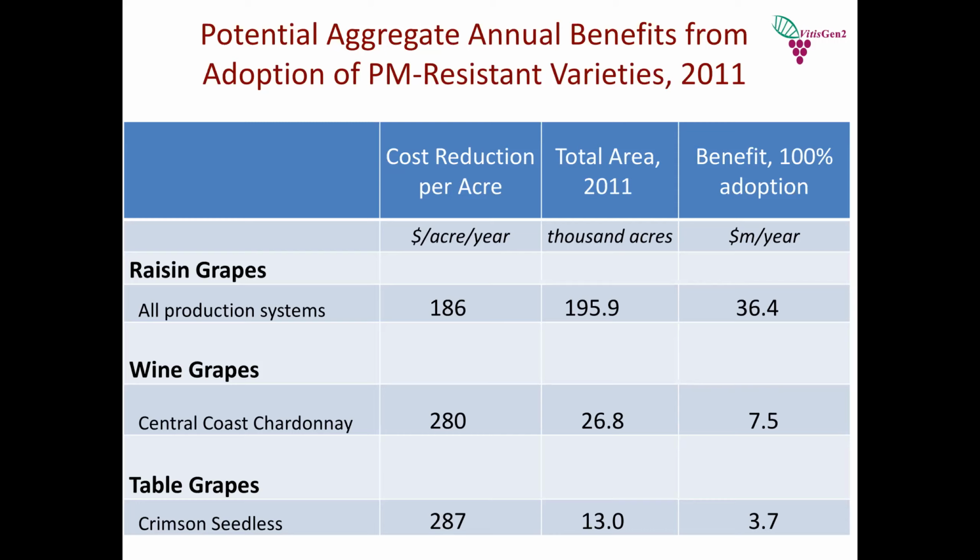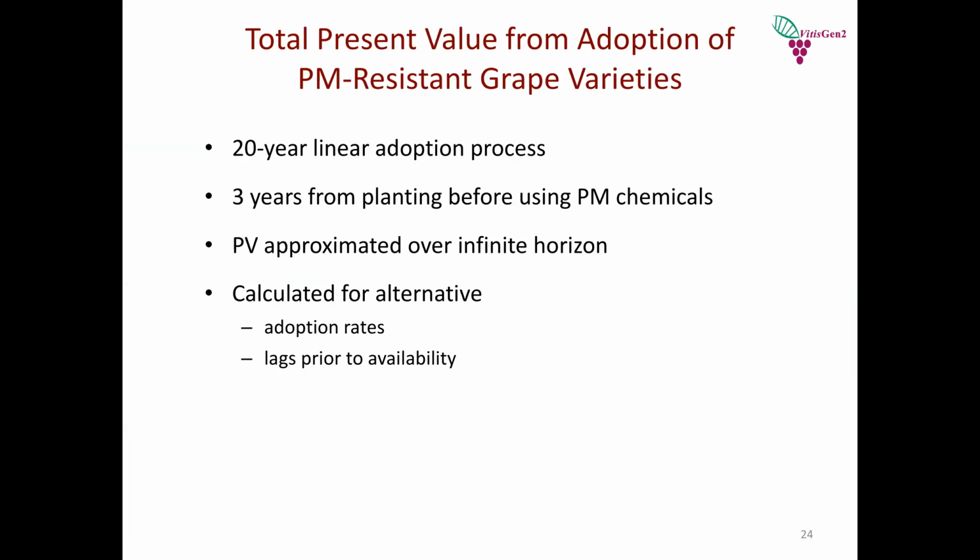And again, that's just for one variety. So it's only a part of the industry, whereas for raisins, it's the entire industry. We had to make assumptions about how quickly things would happen. These are our best guesses on these things. And then we project forward and calculate the present value today under different assumptions about adoption rates and lags.